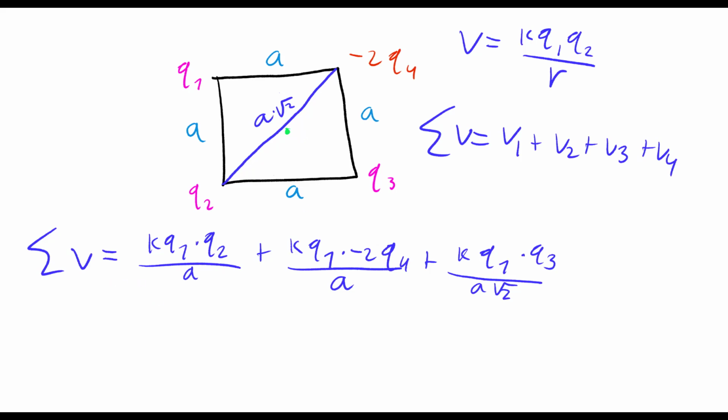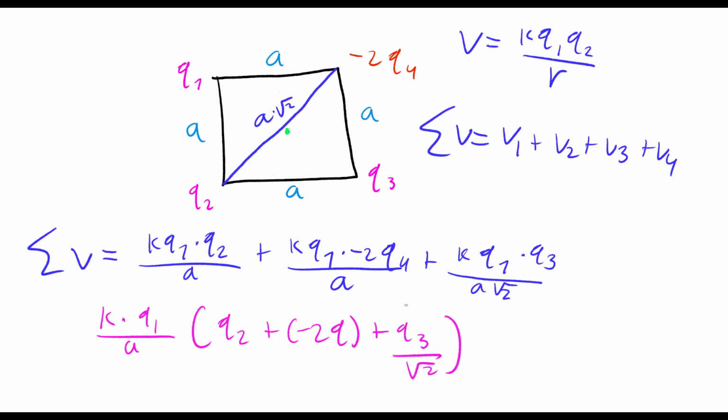And that means that we can actually simplify it. We can do K times Q1, and notice that A shows up too, right? So we can say Q1 over A, multiply that with Q2 plus negative 2Q plus Q3 divided by square root of 2. And that would be your equivalent answer.